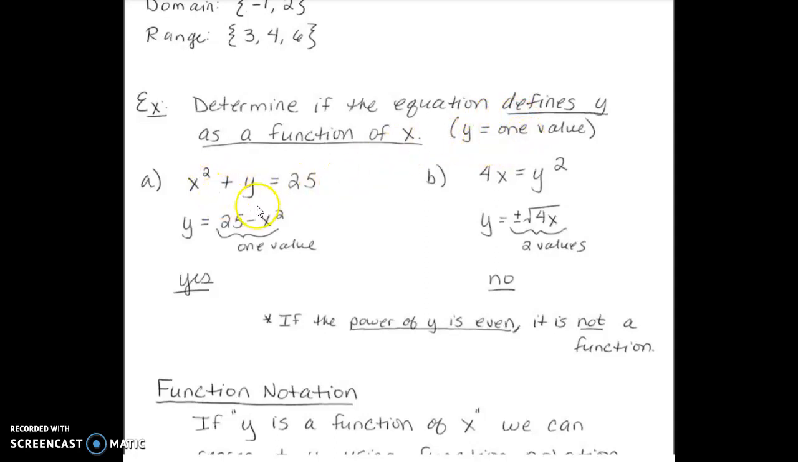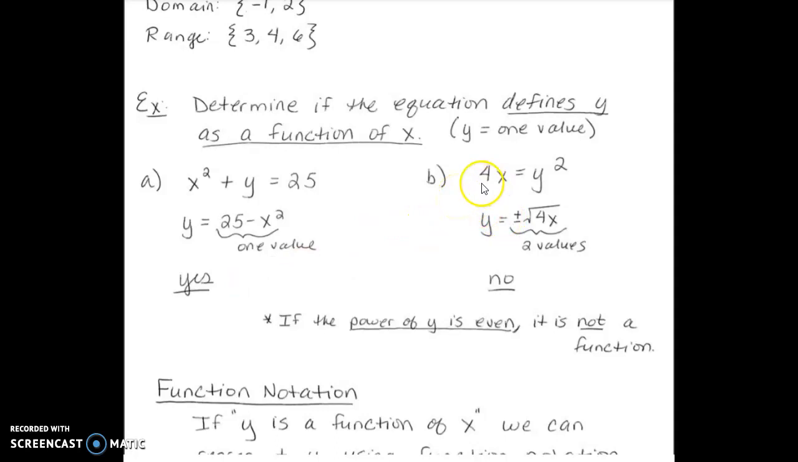So in this first example, x squared plus y equals 25. If I was solving this for y, we would subtract x squared from both sides to get y by itself, so I could rearrange it to look like this: y equals 25 minus x squared. So y represents this one value for whatever x I choose. In other words, I choose an x, I square it, I subtract that number from 25, and every time I do that, I get one result. So yes, this is a function.